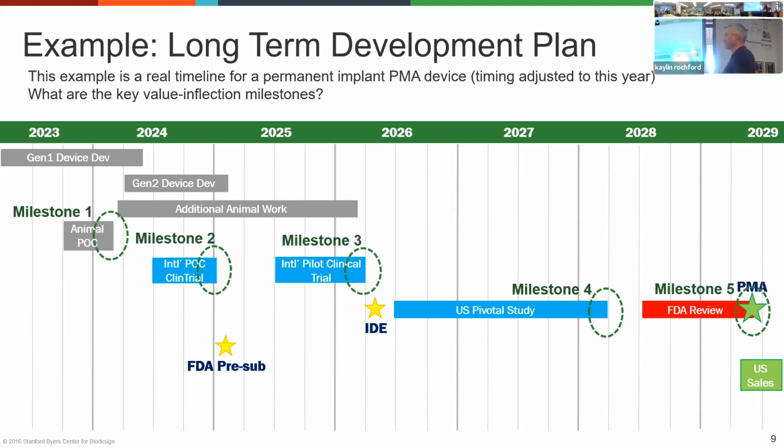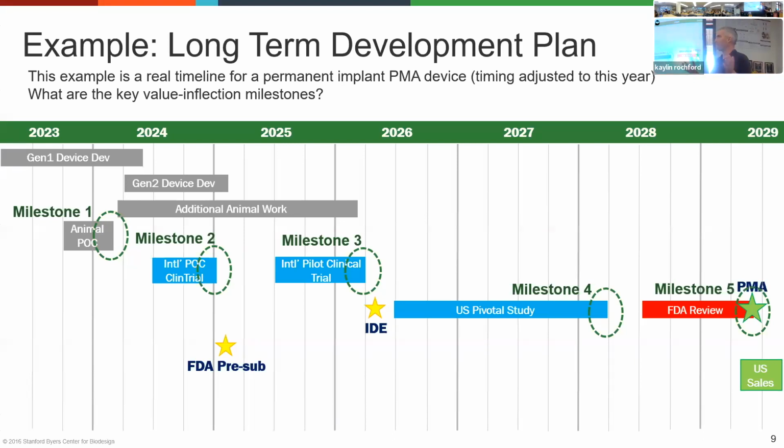But here's roughly a plan that we had built many years back, kind of shifted as if we were starting in the present year. So the first thing that you usually start with is just building the first version of the device, the Gen 1 device, as you might call it.